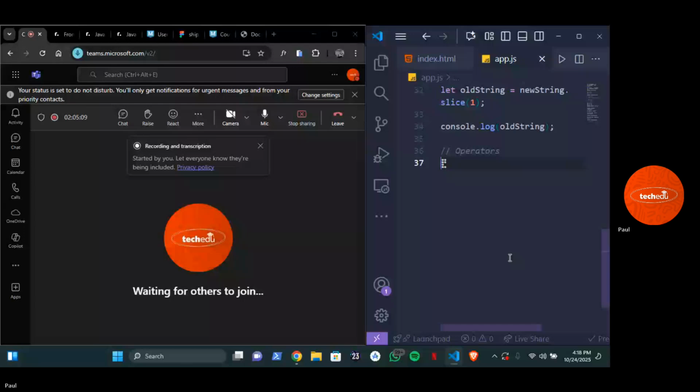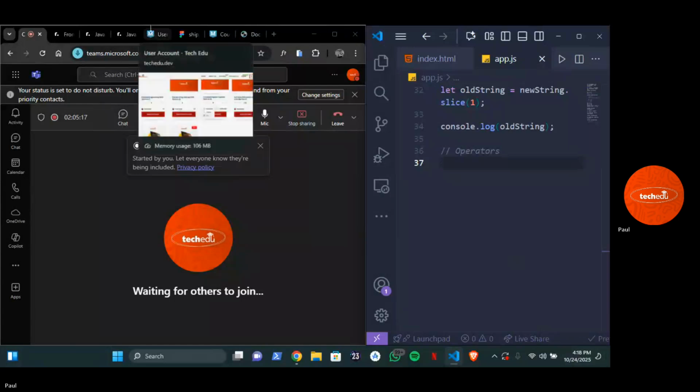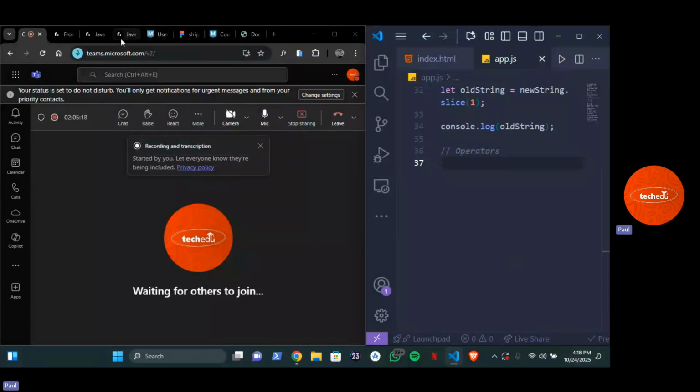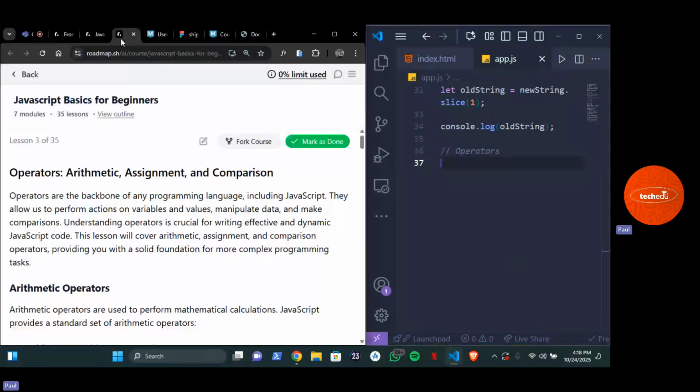Operators. Now, what do we mean by operators? Let me go on so we don't have to waste our time. Now, operators are the backbone of any programming language.